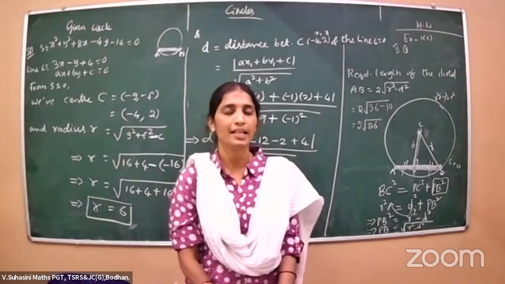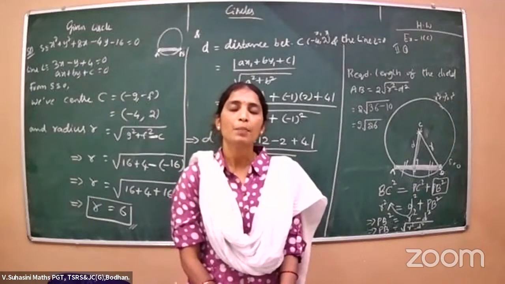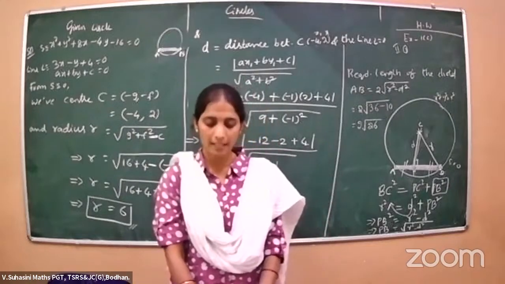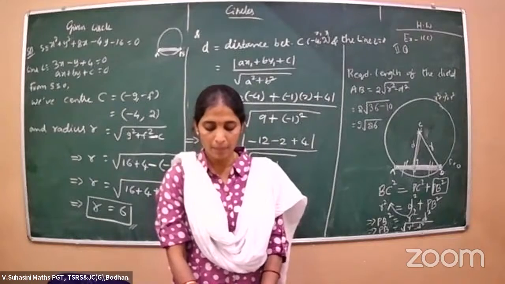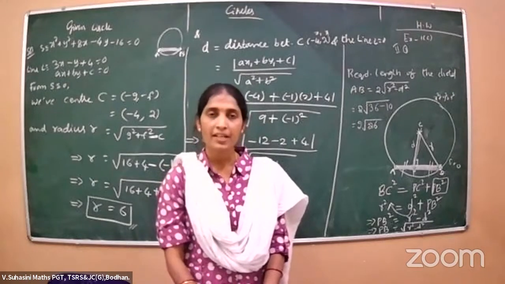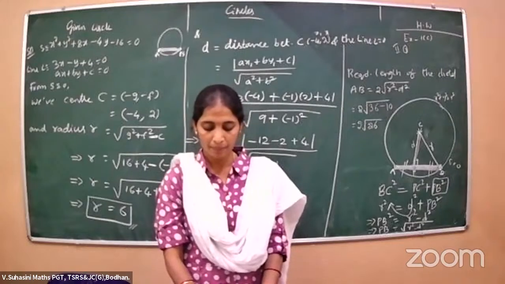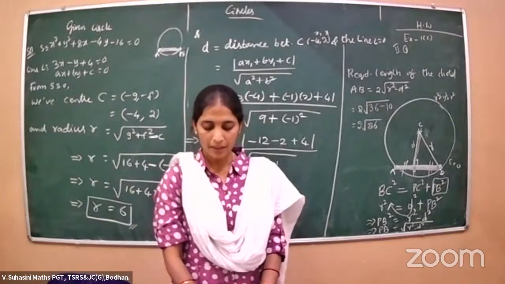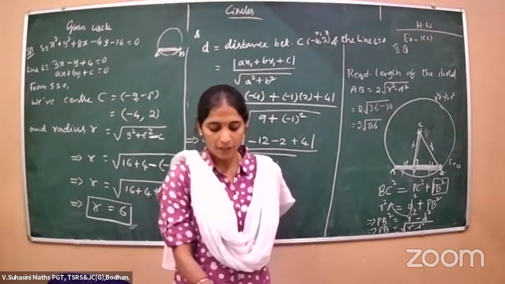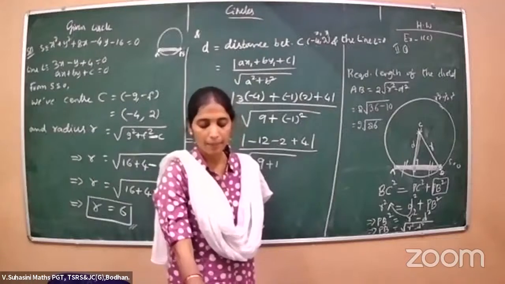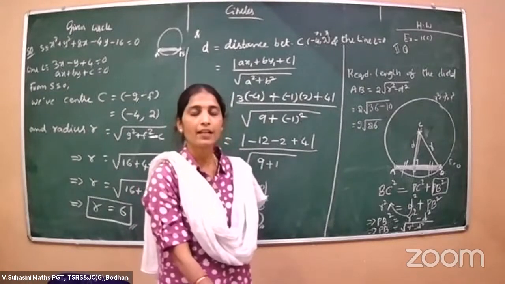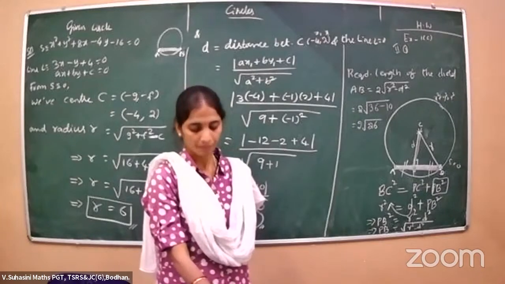What is r? Radius of the circle. What is d? The perpendicular distance from the center of the circle to the given line. What is the center of the circle? 1 comma minus 3 by 2. What is the radius of the circle? Root of 1 square plus 3 by 2 square minus of minus 22. And what is d? The perpendicular distance from 1 comma minus 3 by 2 to the line y equal to x minus 3. That's all.